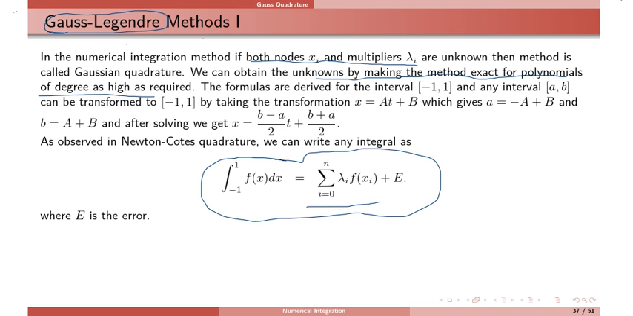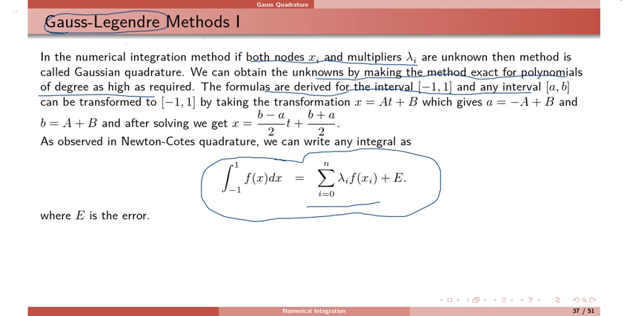In other words, to find two unknowns a and b, we require two equations, so we will fit constant x power 0 and x power 1. And to find three unknowns, say a, b, c, we will fit x power 0, x power 1 and x power 2. The formulas are derived for the interval -1 to 1 just for simplicity.